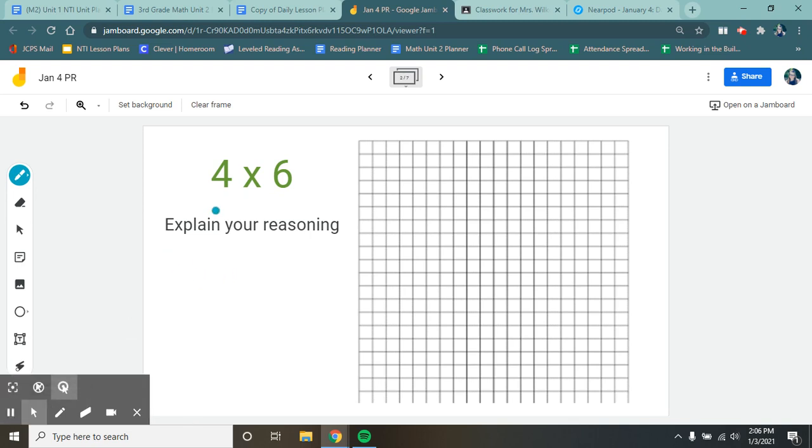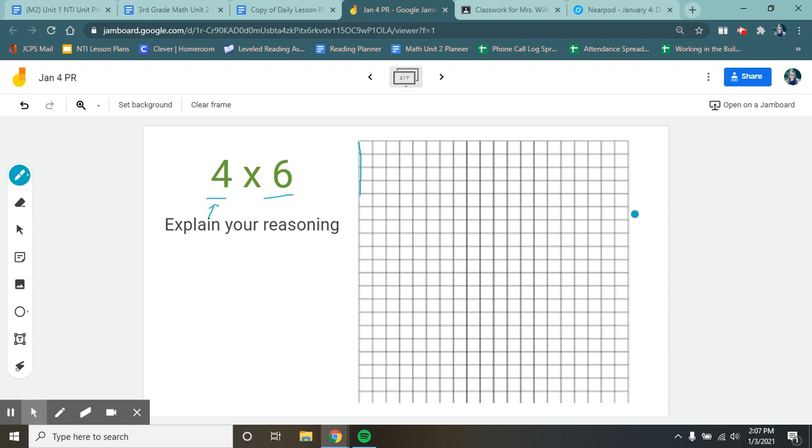All right, so the first thing that you should do is look at your factors. And we're going to focus on our 4 first. We know that we're going to make 4 columns, or 4 going up and down. So let's do that now. Ready? 1, 2, 3, 4. So I'm going to stop there.